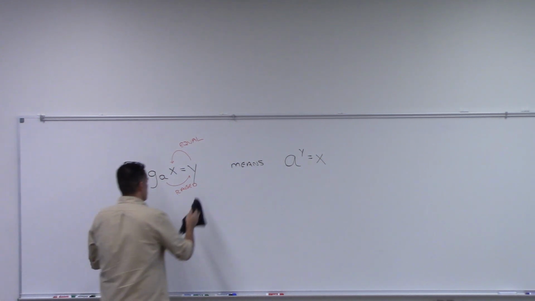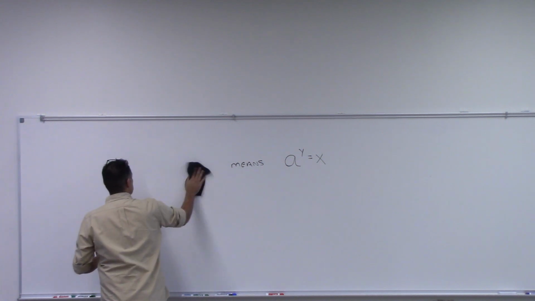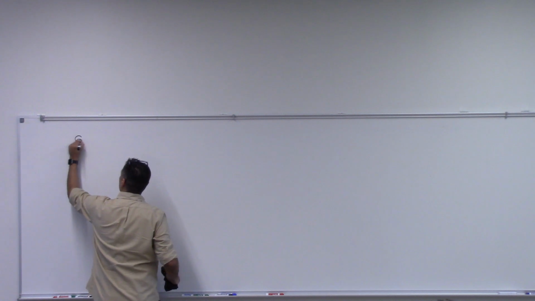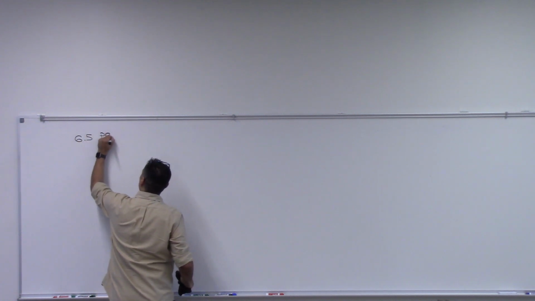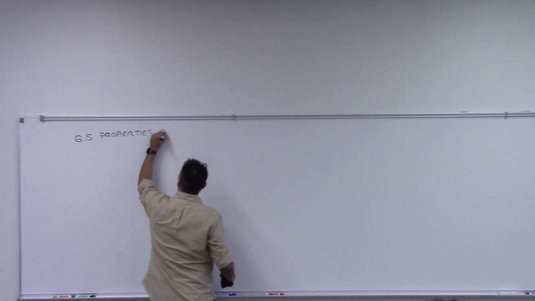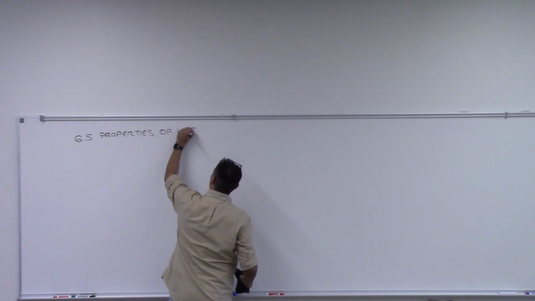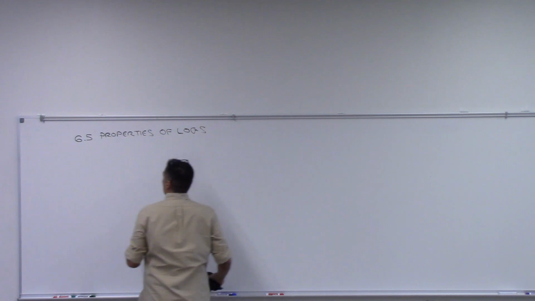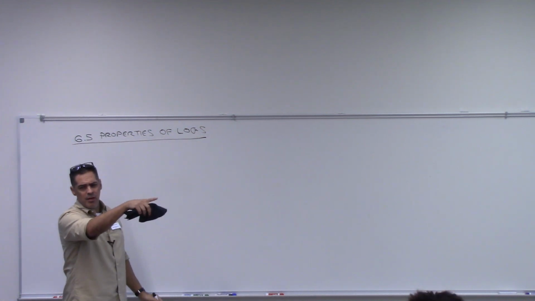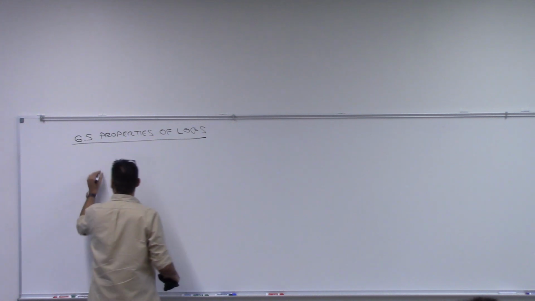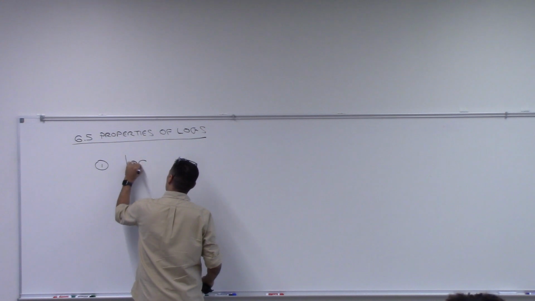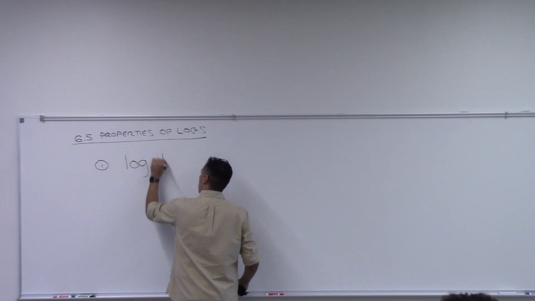Okay, so let's talk about the first property of logarithms. So 6.5, properties of logs. First property, this is all in the notes, it's all going to be on the board, but let me just put it here. The first property says, if you take the log of any base of 1, you get 0.